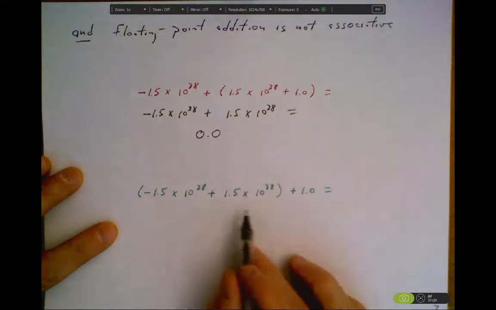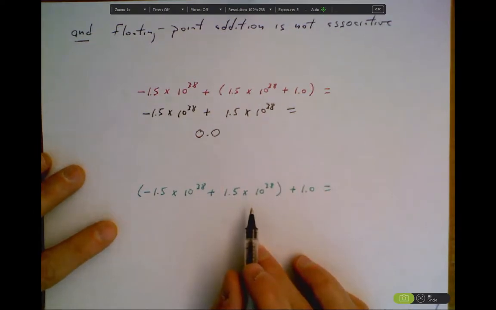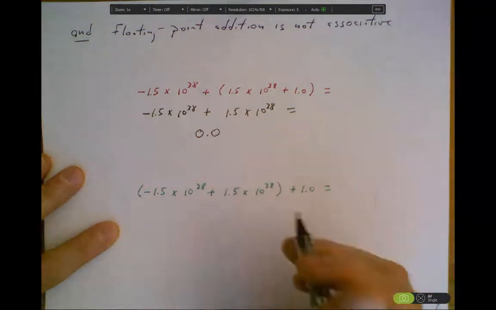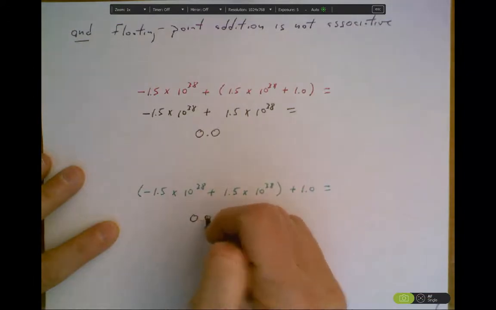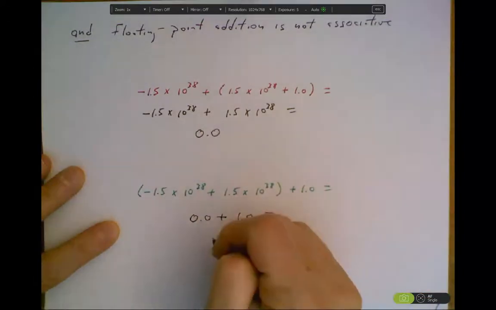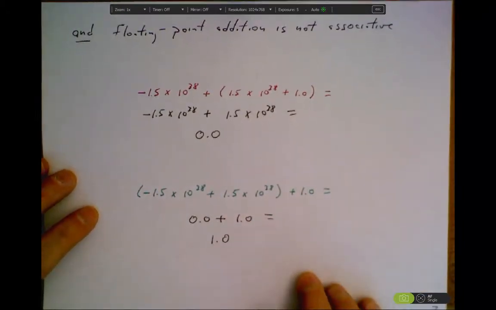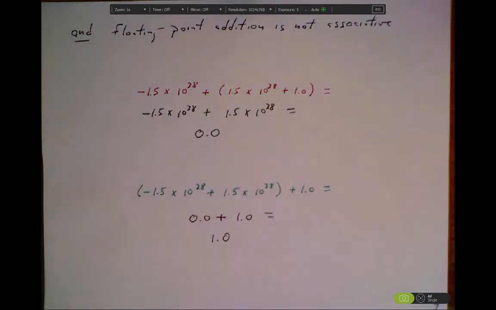On the other hand, if I group it the other way and I add the 2 values of similar absolute value together, they're going to cancel. And now I add in the 1, and the 1 can still be seen. So the order in which I do these operations can impact the results.